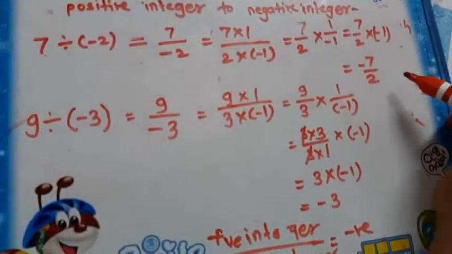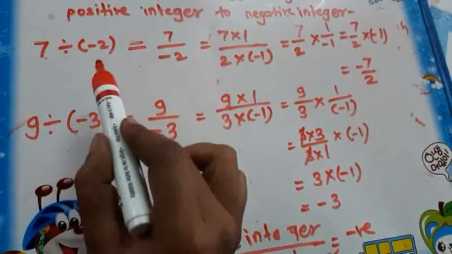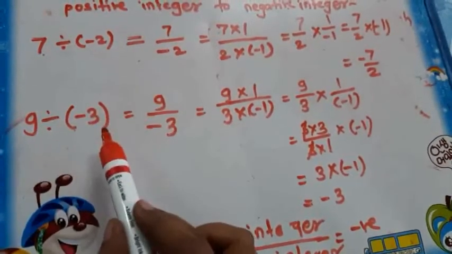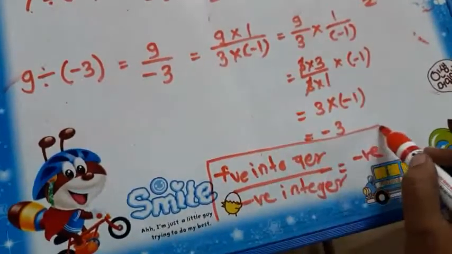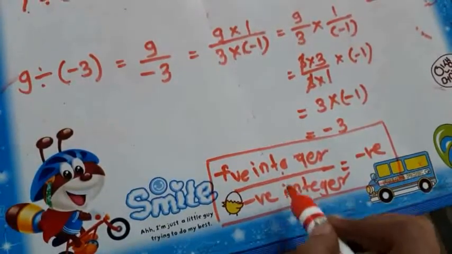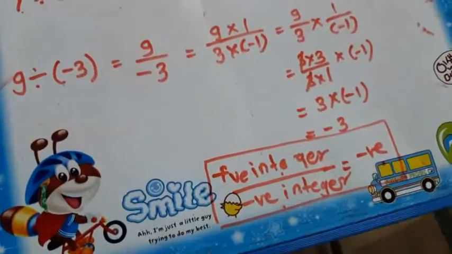Just observe these two results. Positive integer divided by negative integer, answer is negative. So from this we have got this result: positive integer divided by negative integer, answer will be negative.